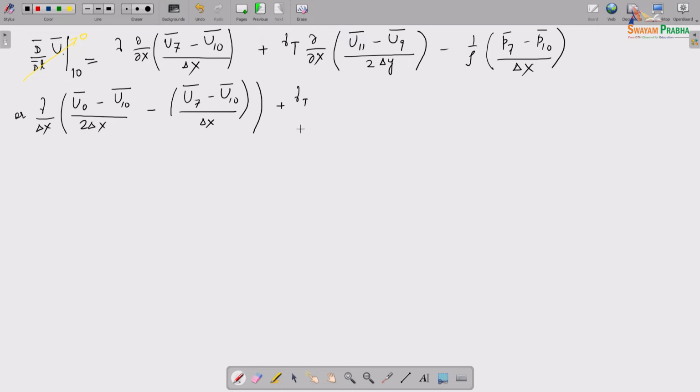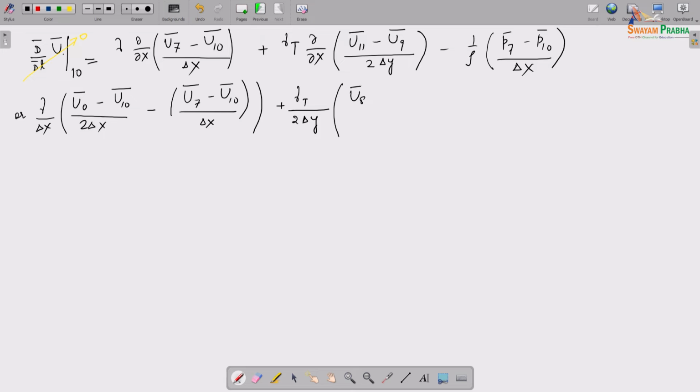This plus nu t by 2 delta y. Now again I need the first order derivative at location 11. Location 11 is on the wall, so we will use a forward difference formula, which is U8 minus U11 by delta x, minus U9. U9 is also on the wall, so I again use a forward difference formula, which is U6 minus U9 by delta x.